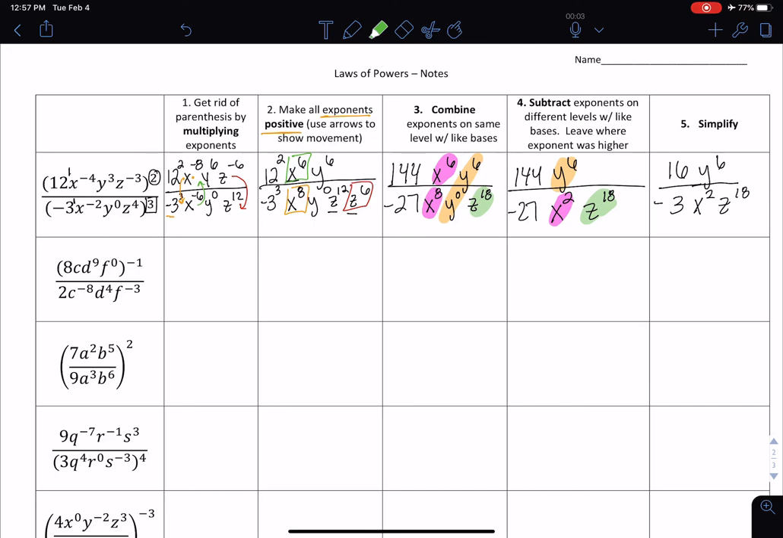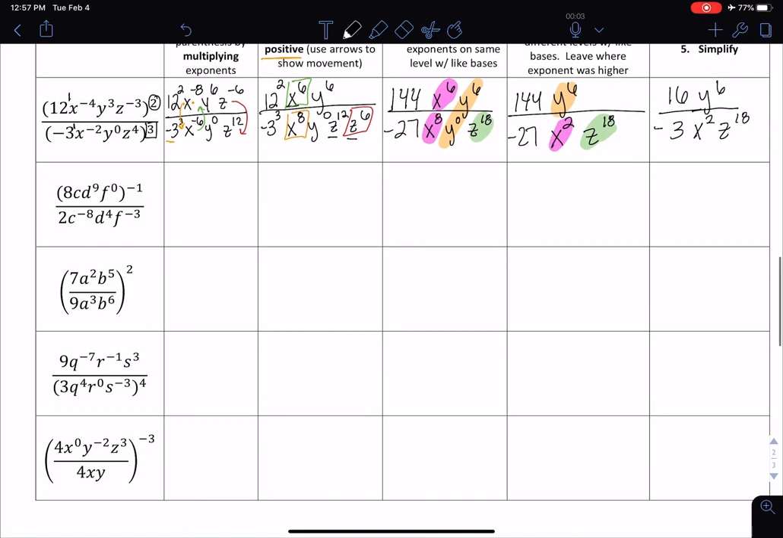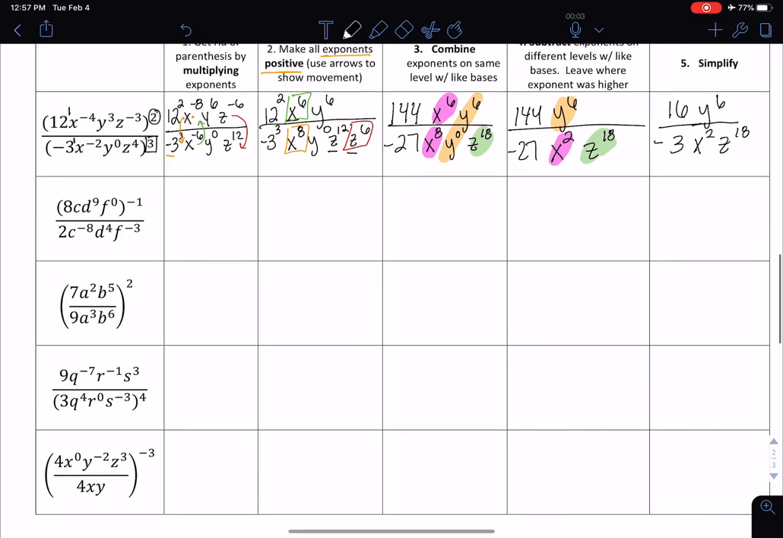Okay? All right, so let's try another one. All right, I'm going to go a little faster on these since I took the first one slow. So to start off, we're going to make sure everything has an exponent and we multiply by the outside. So 8 has a 1 exponent, c has an exponent of 1, and the rest are good. Okay, so I'm going to do 8 times negative 1 is negative 1. C times negative 1 is negative 1. D times negative 1 is negative 9. And 0 times negative 1 is 0. On the bottom, there's no parentheses to multiply by, so everything stays the same on the bottom.